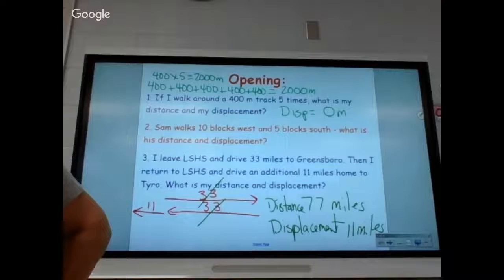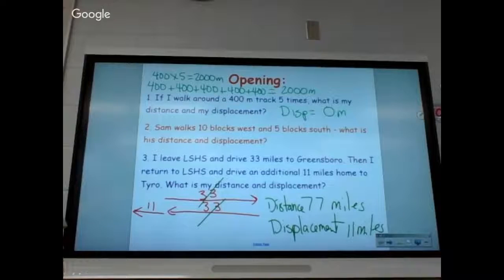All right, number 1A is 73 miles. Number 1B is 13 miles. Anybody need me to explain that? Number 1A is 73 miles. B is 13 miles.